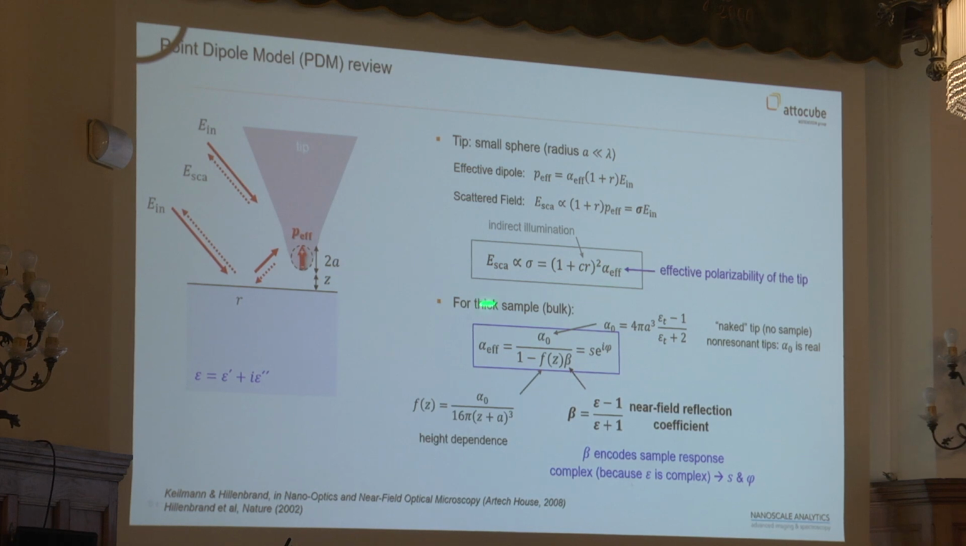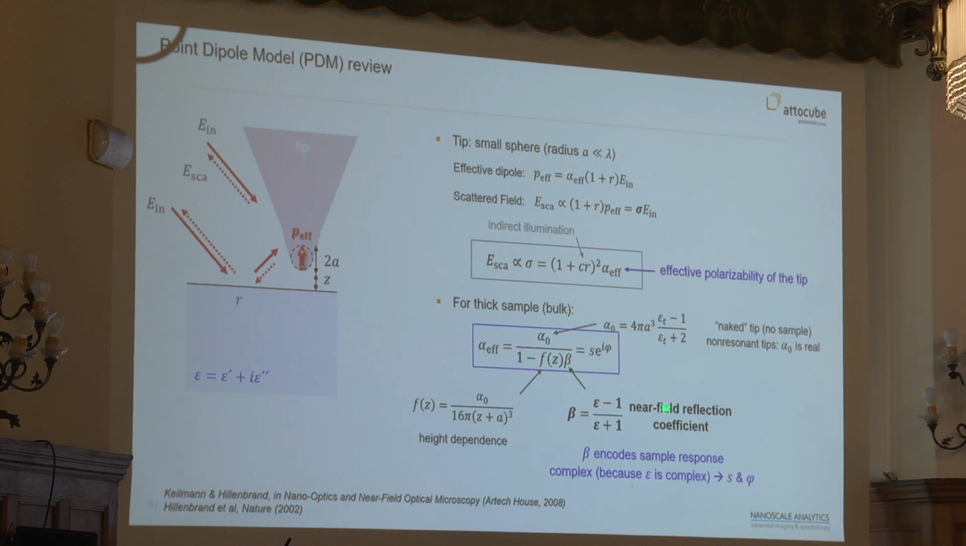The expression for this effective polarizability is pretty simple, actually. It includes the polarizability of the bare tip, no sample, this alpha 0. Reiner gave this formula for alpha 0, nothing fancy. The point is that it doesn't include the sample. To include the sample, you have this denominator: 1 minus some function f, which depends only on the tip-sample distance and nothing more. It doesn't have the material response. The material response is contained in this factor, beta.